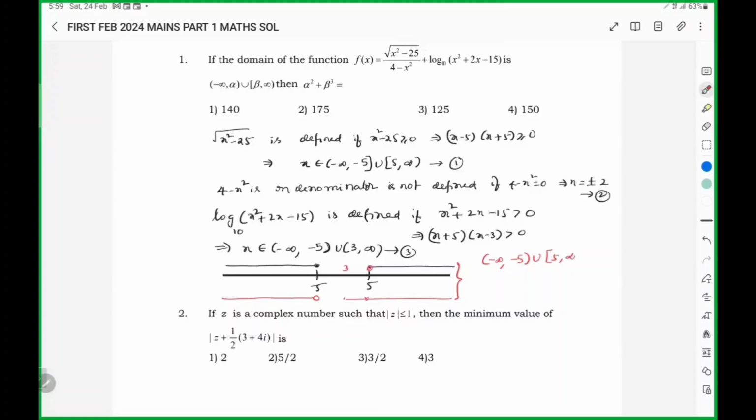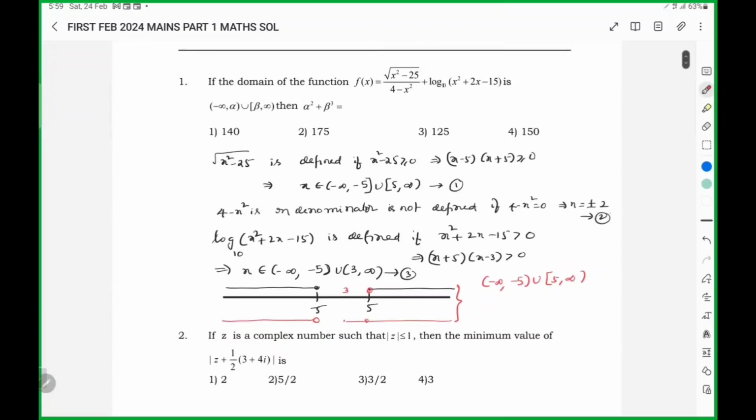5 to infinity. Anyhow, in either of these, plus or minus 2 is not there, so it's already removed. Here minus 2, except minus 2, let us say, because this contains minus 2. So it's not containing minus 2, it's up to minus 5 only. This will be the final domain.